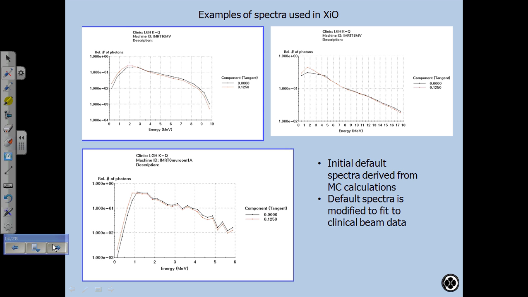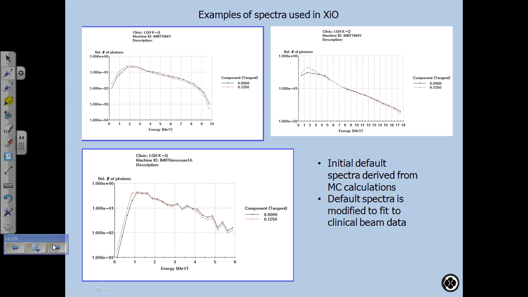In radiation therapy, we use Monte Carlo code to calculate our spectrum. The Monte Carlo code considers the energy of the electron as it hits a target. It considers the target composition. It considers the flattening filter composition. 85% of the beam comes just from the target and the flattening filter. The other 15% comes from scattering off the jaws and what's happening in the head. So all those interactions make up the energy spectrum of your beam.